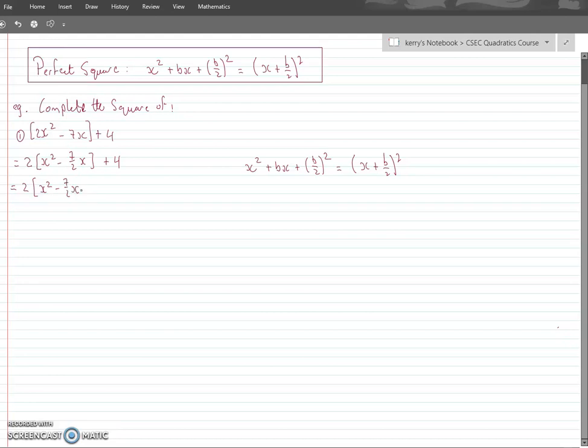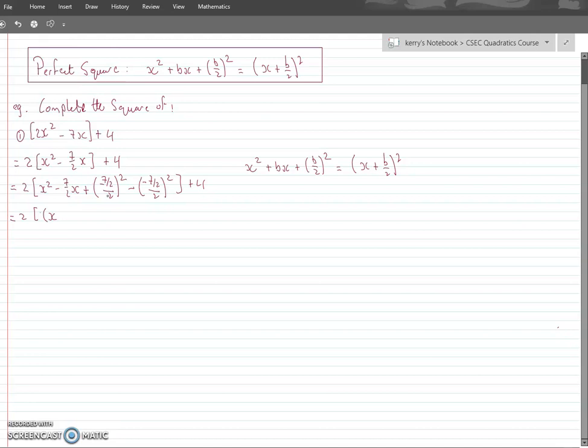So 7 over 2 x plus, let me write out the whole thing, a half of 7 over 2, or 7 over 2 squared. This number is divided by 2 and you're squaring it. And whatever you add, you also have to subtract. So this becomes minus 7 over 2 squared, and then you have this plus 4 outside here. Now these first three terms always collapse into this by this formula. If you're unsure how, just drop back a few videos. I don't want to take too long explaining that.